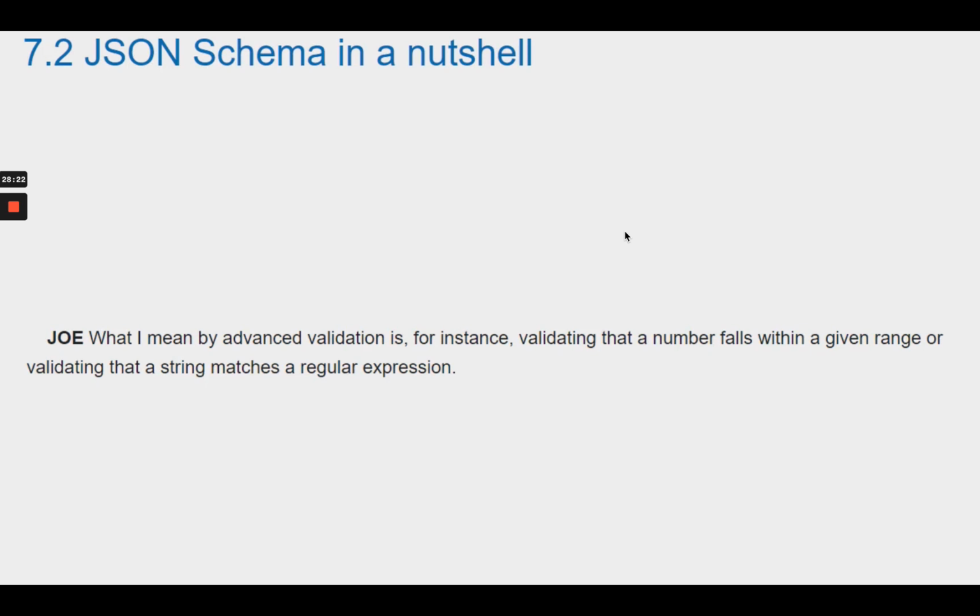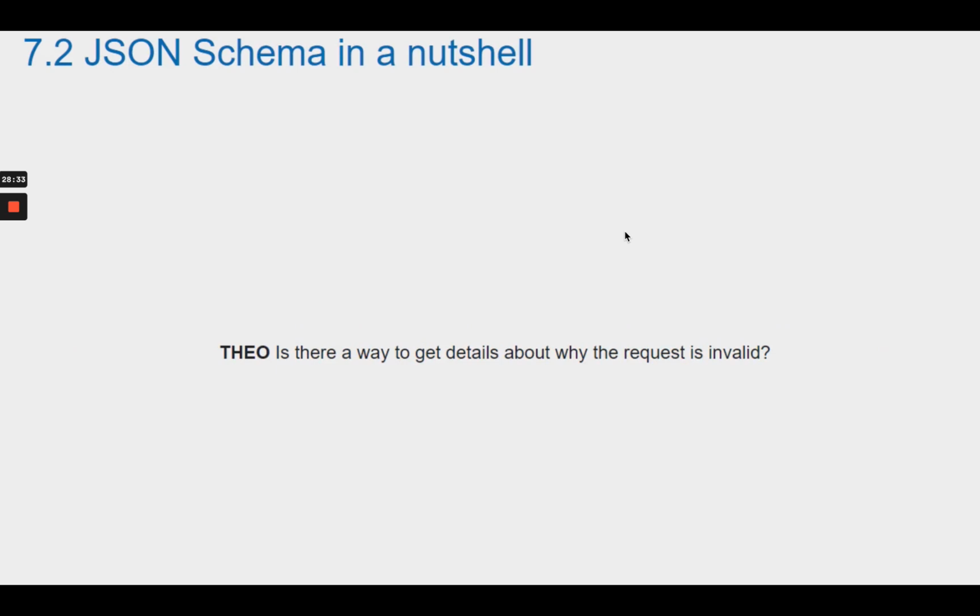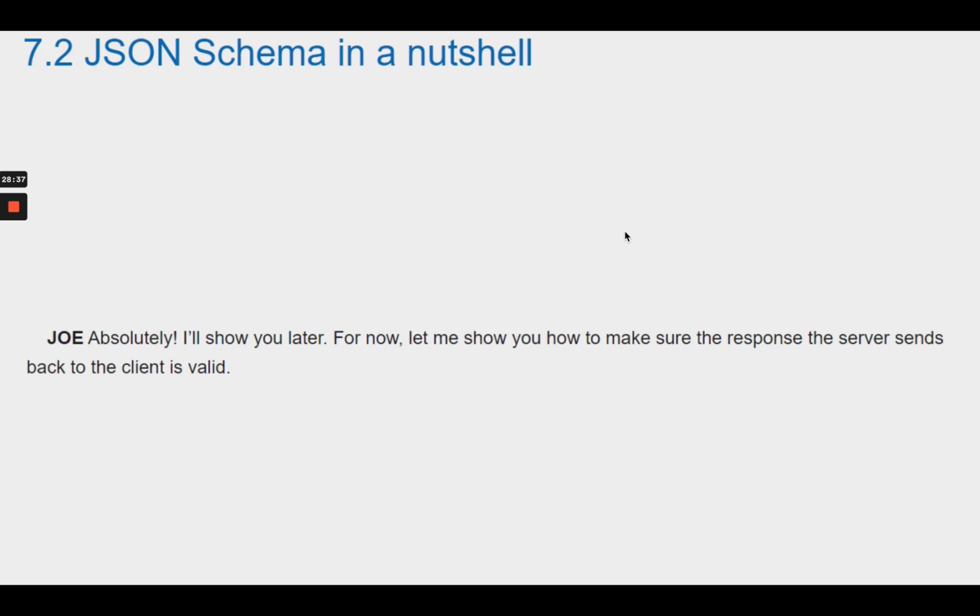Joe, what I mean by advanced validation is, for instance, validating that a number falls within a given range, or validating that a string matches a regular expression. Theo, is there a way to get details about why the request is invalid? Joe, absolutely. I'll show you later.